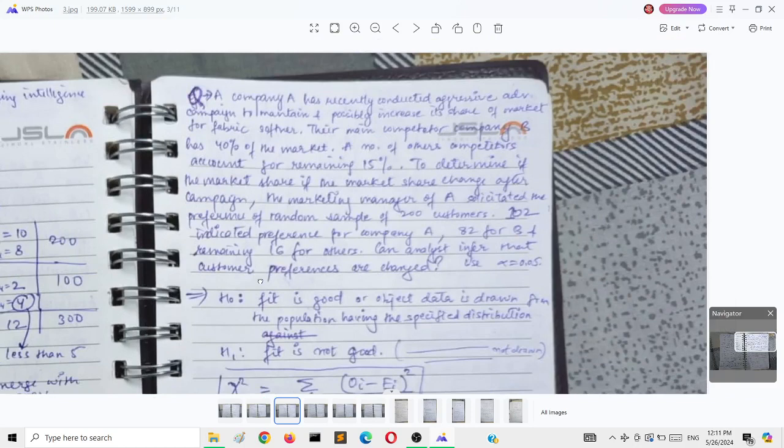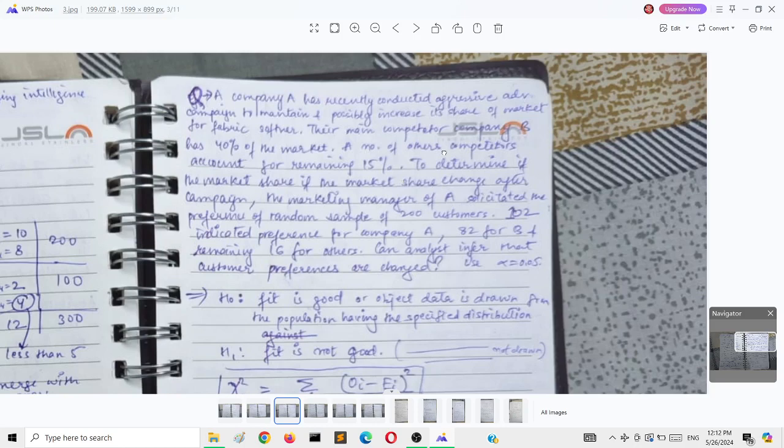So here comes the question. Company A had recently conducted an aggressive ads campaign to maintain and possibly increase its share of the market for fabric softeners, right? So this is just a problem statement that recently a company has increased its advertisements, so that can increase its chance in the market for the fabric softeners. Their main competitor, company B, has 40% of the market, and a number of other competitors account for the remaining 15%, right?